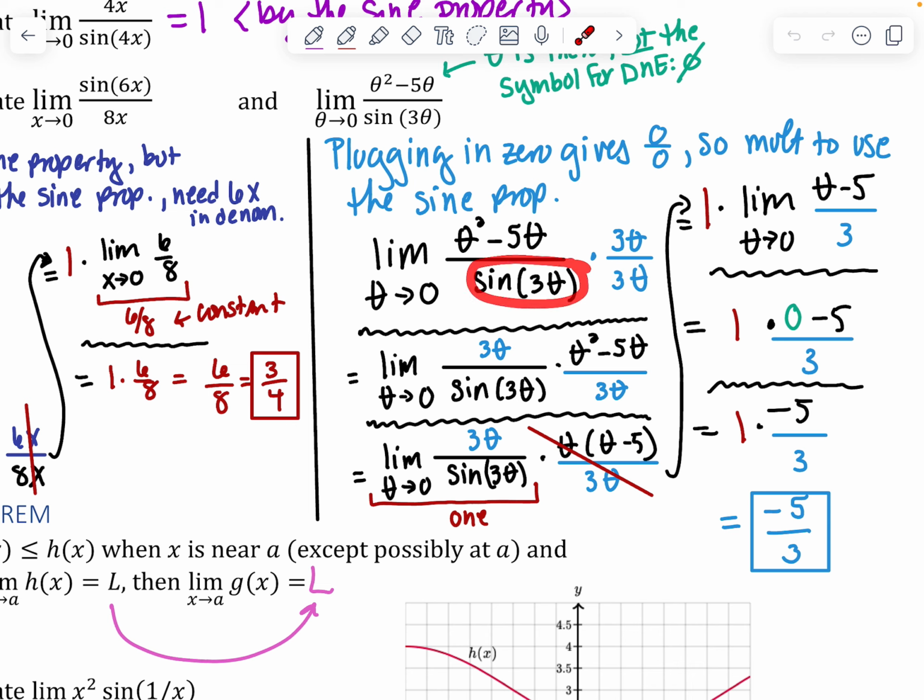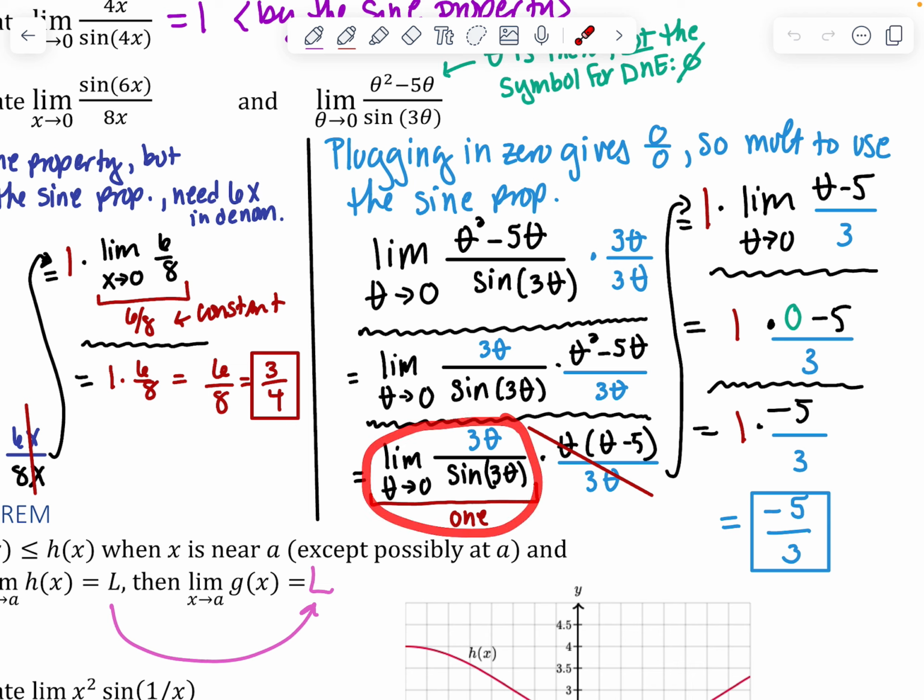I have a sine of 3 theta in the denominator. I'm going to need a sine of 3 theta in the numerator, but I need to be multiplying by 1. So I'm using the disguised form of 3 theta over 3 theta. Now I can rearrange the problem. I don't need the limit more than once yet because I'm just rewriting the problem, where I'm taking this blue 3 theta over the black sine of 3 theta and writing the separate fraction of the black theta squared minus 5 theta over the blue 3 theta.